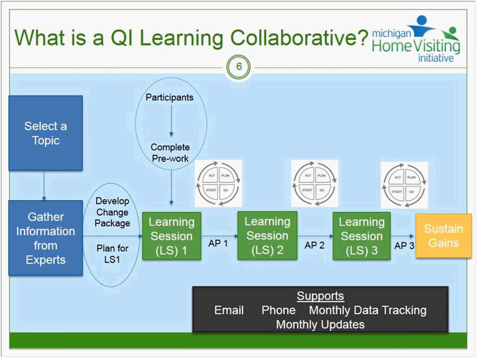You'll see the black box at the bottom. This has not changed at all either. The supports that you have are through email, phone, not only with the QI advisors here at MPHI, but also having monthly data tracking and monthly updates where you're going to be able to tell us in a little bit quicker time than we've done in the past how things are going, what your data are looking like, and we will be able to provide better support along the way, knowing a little bit more in depth what your teams are working on.